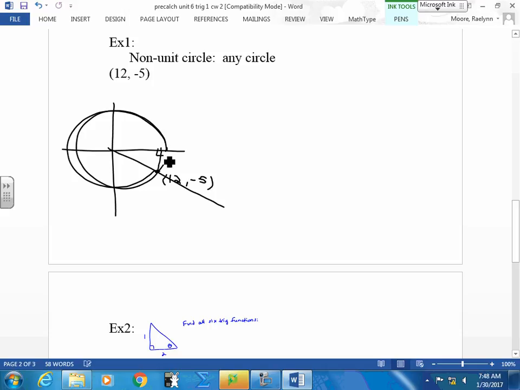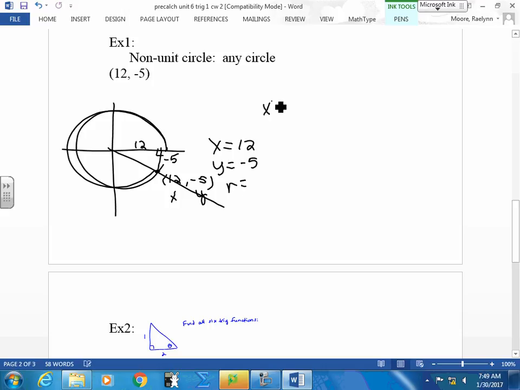And I'm going to drop a triangle. It's not necessarily going to be a special right triangle. It could be, but it doesn't necessarily have to be. It could be one of those special little triples that you had. So now, I need to know how to set this up. This is my x, this is my y. My x is 12, my y is negative 5. I don't know my r. I don't know my radius. It's not 1. How do I find my radius?